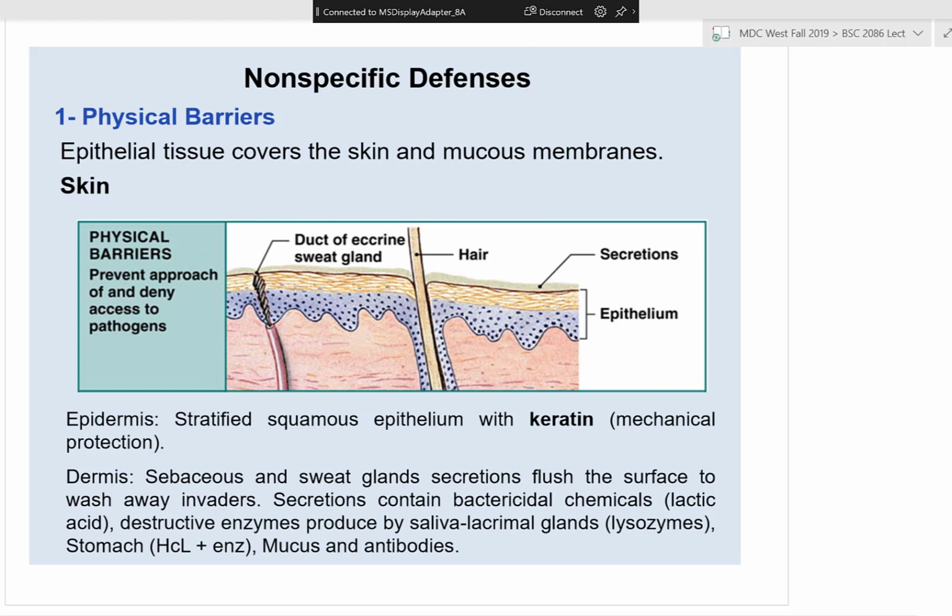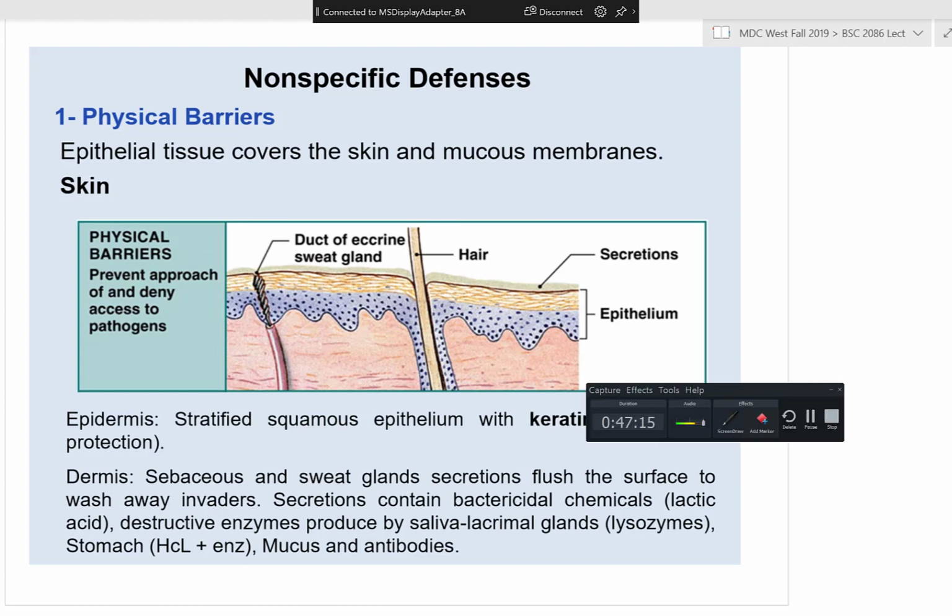Okay, and then for the next class, we're going to talk about each one of them, the physical barriers and each individual cell. So for today, that's it for the first part of the immune system.